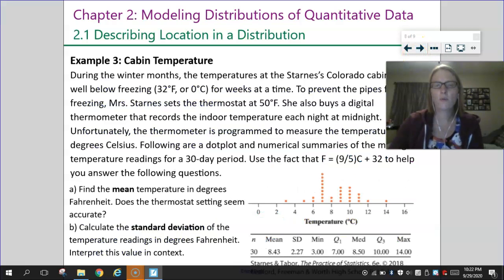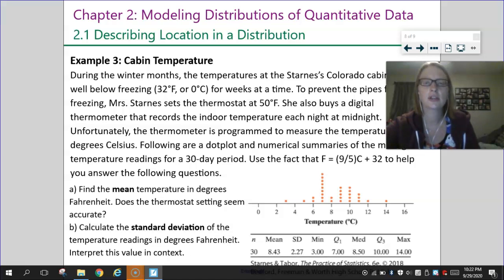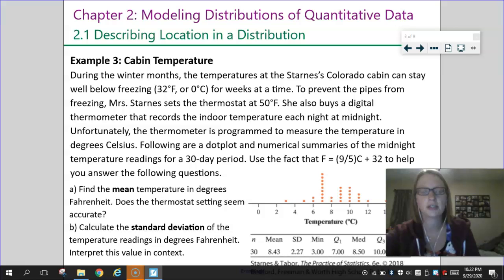Let's take a look at one final example. Let's take a look at cabin temperatures. So here's our setup. During the winter months, the temperatures at the Starnes' Colorado cabin can stay well below freezing, which is 32 degrees Fahrenheit or 0 degrees Celsius, for weeks at a time.